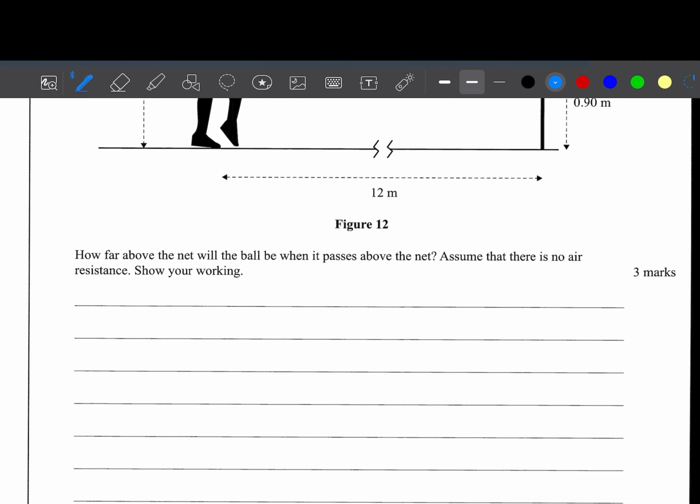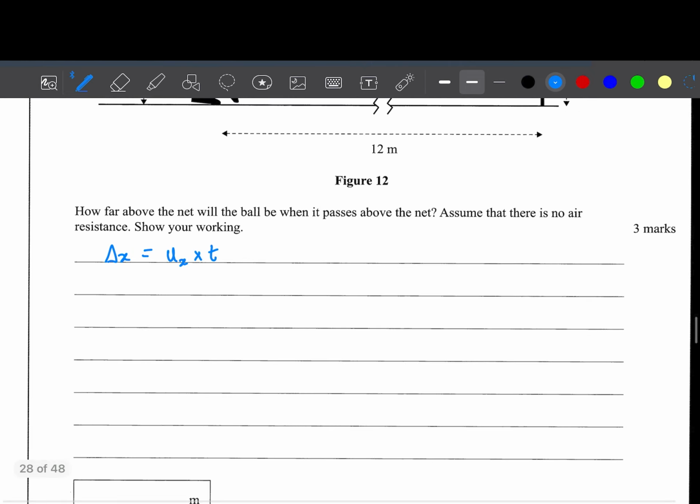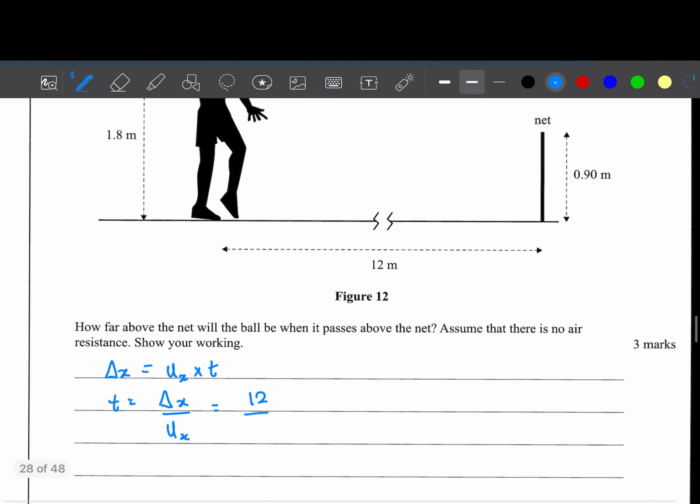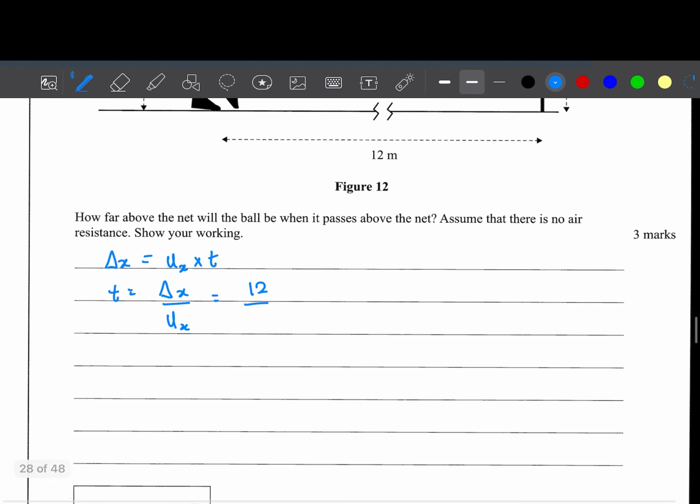Show your working. Okay, so first we have to find out the time taken for this ball to finish this journey. So Δx, which is the change in the x direction, is going to be initial velocity times t. So t is going to be that on that. So that is going to be 12 on, what was the initial one? 24. Okay, good. 12 on 24, which is going to be 0.5 seconds.